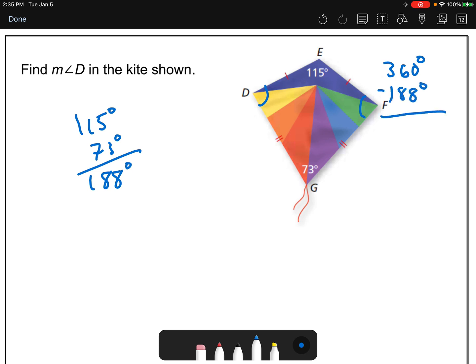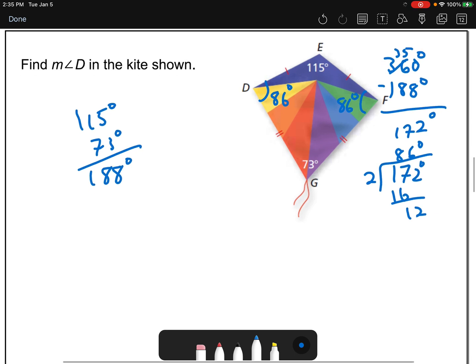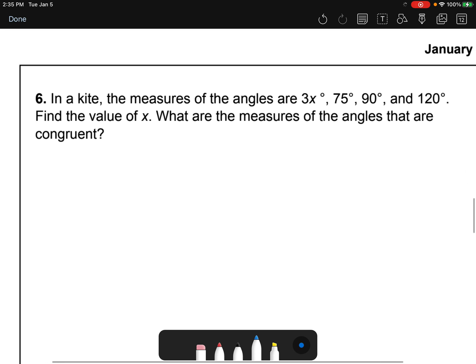So I can subtract 188 from 360, that'd be 172. So those angles then would be half of 172. 172 divided by 2 would be 86 degrees, each of those. Okay, if I go too fast, remember, just pause it.